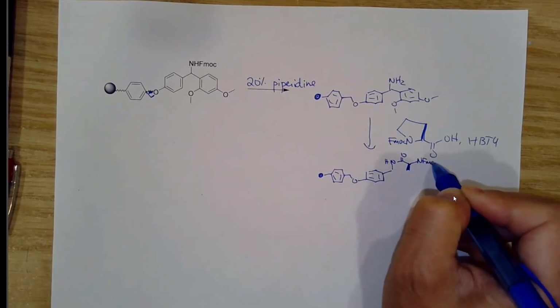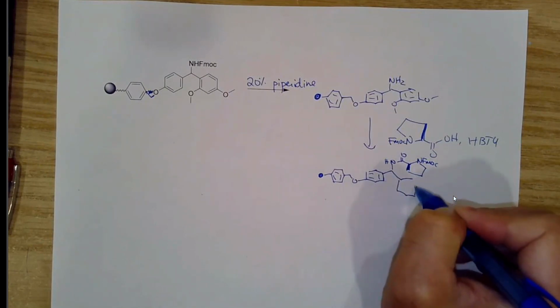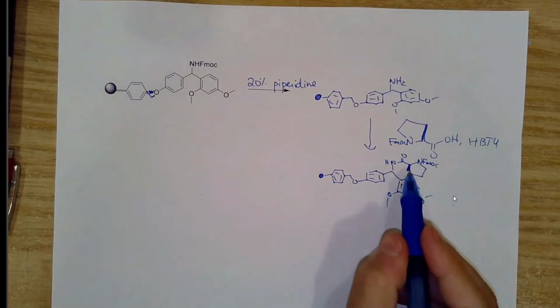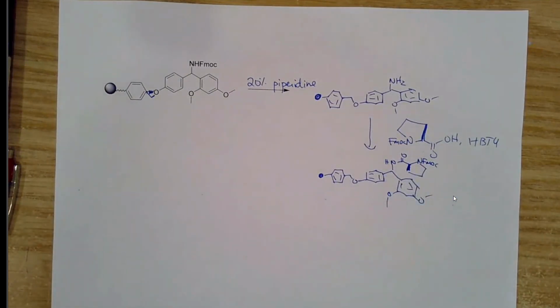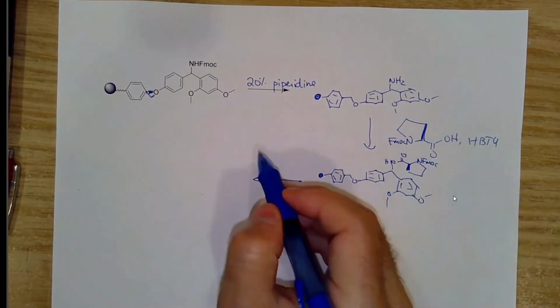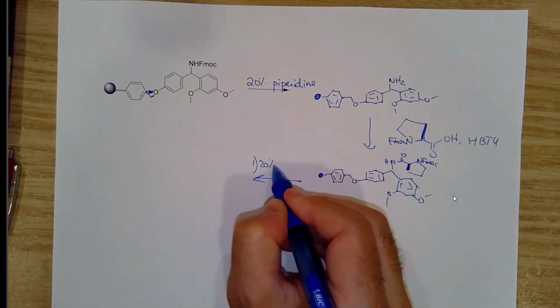Fmoc. Okay, and then the rest of the resin. Okay, so we've put on our first amino acid. Secondly, now we need to deprotect the Fmoc. So step 1, 20% piperidine.